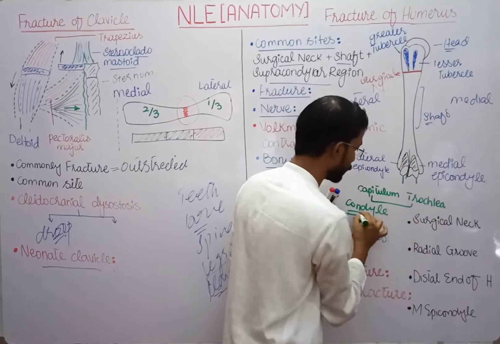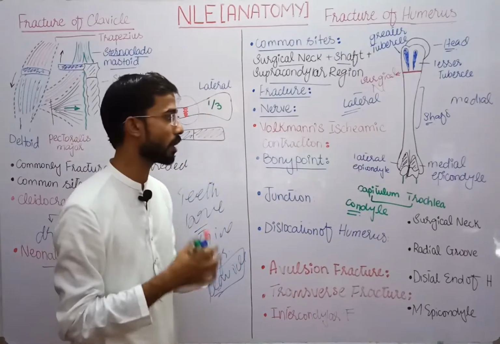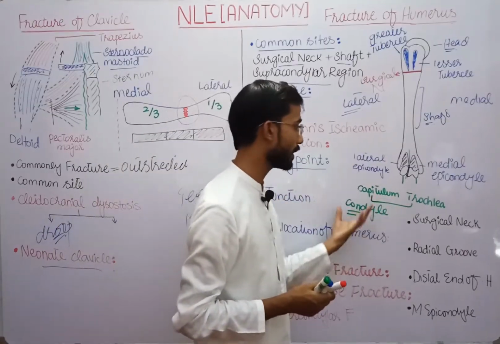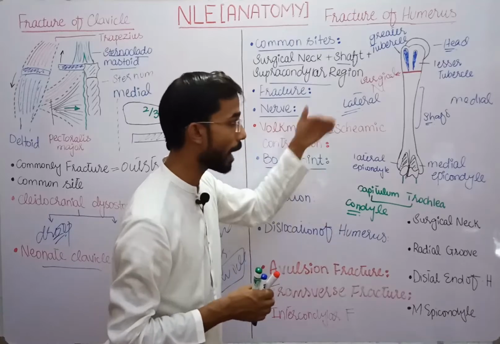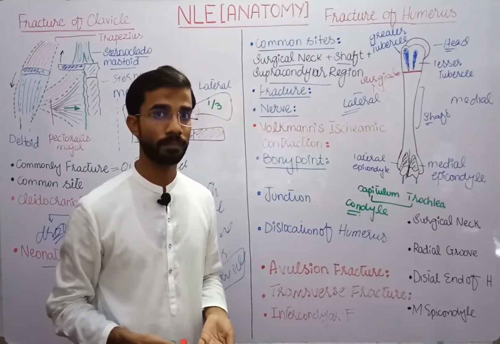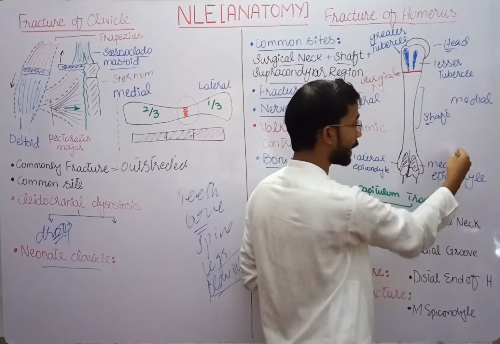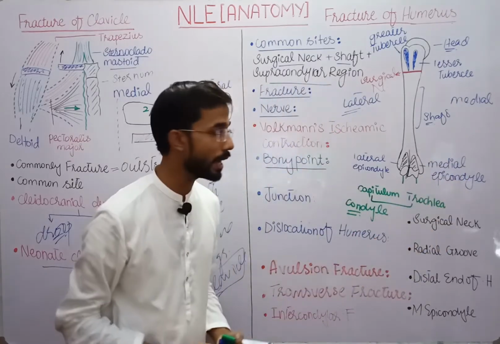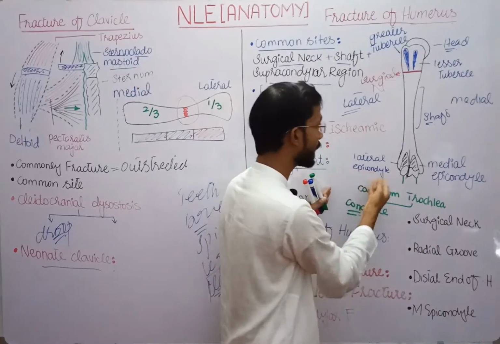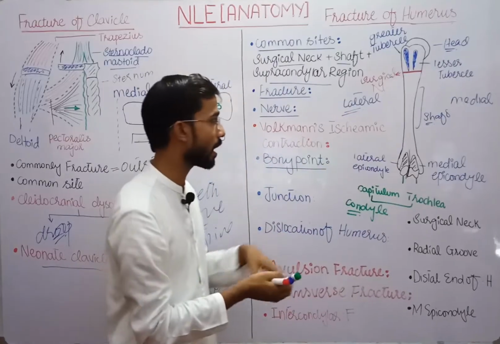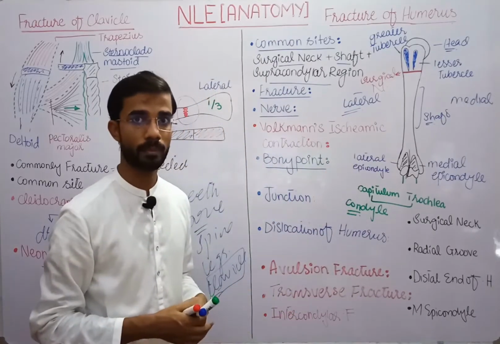Condyles are basically involved in the formation of the joint. Capitulum and trochlea are the condyle, and the region above them is the epicondyle. If the epicondyle is at the medial side, it is called the medial epicondyle, and if it is at the lateral side, it is called the lateral epicondyle, right?